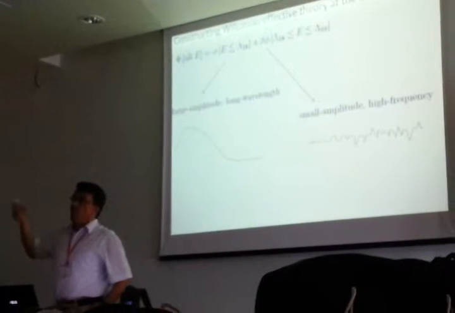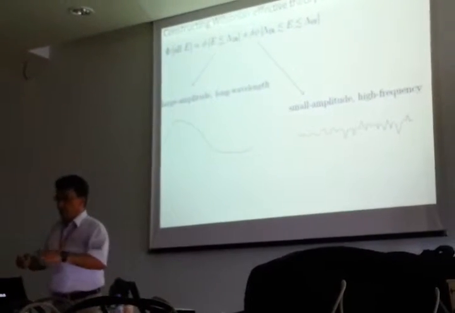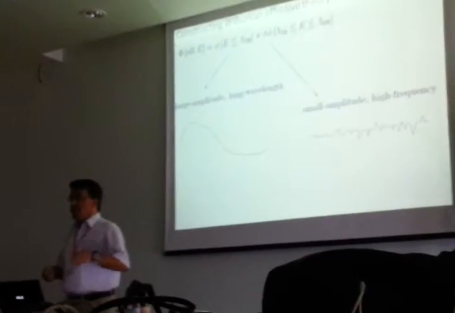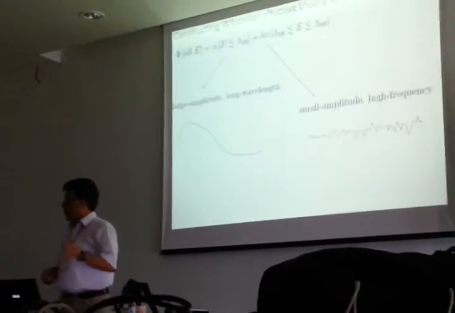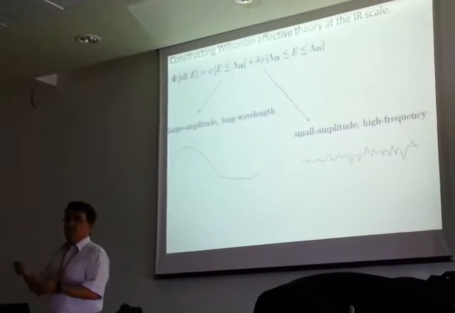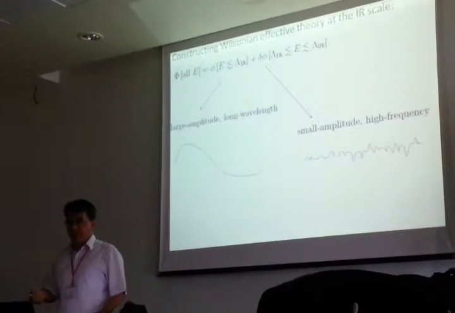Essentially, we are summing up all high energy modes to obtain an effective theory at a given scale, so that our coefficients encode high energy effects, but our operators encode low energy effects. This is the famous operator product expansion in QCD.